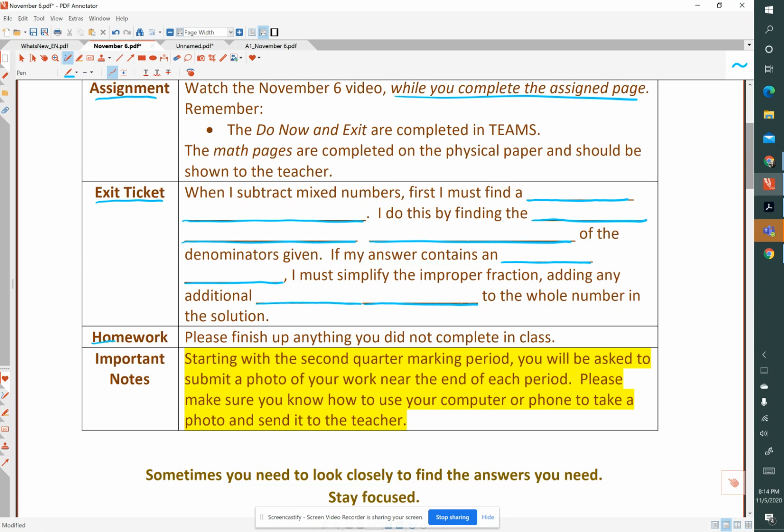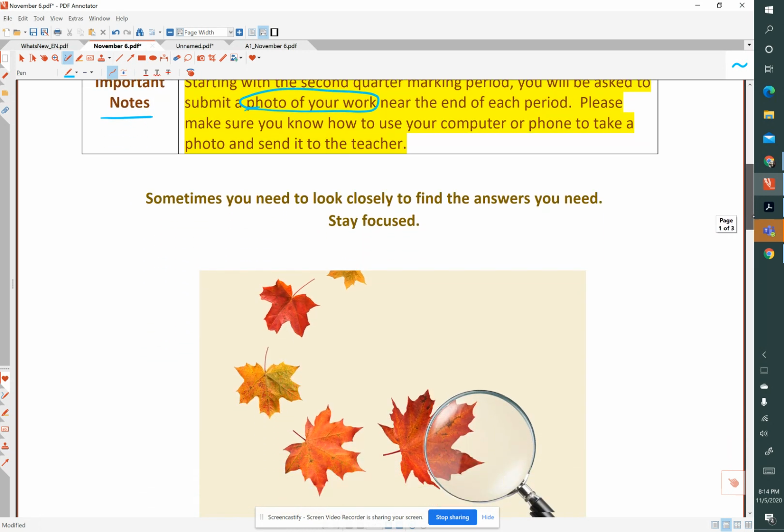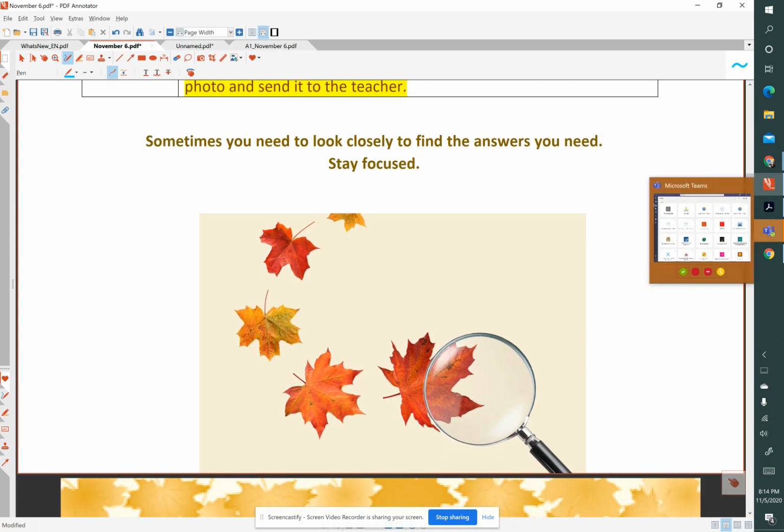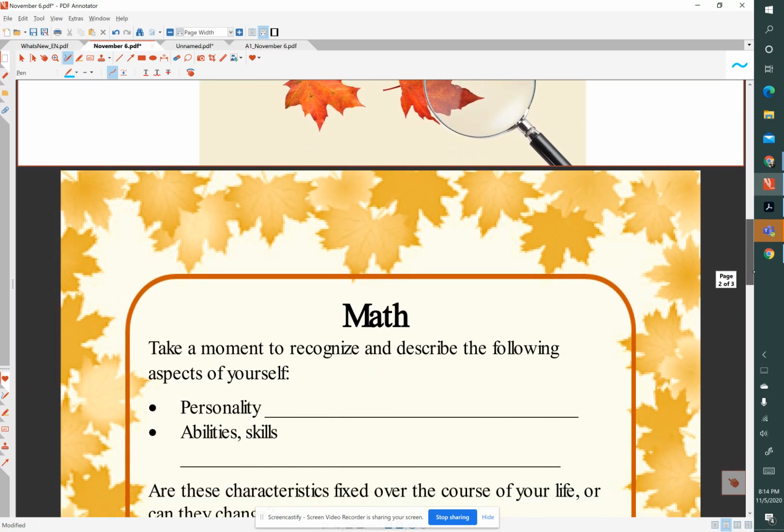For homework, I just want you to finish up anything you haven't completed in class and read our important notes about the second marking period. We're going to start photographing our work and sending it to me or putting it in Teams. So I want you to make sure your cameras are working on your computers today. Our picture today reminds us that sometimes we need to look closely to find the answers we need. And if you look very close and think hard, it's like everything else. You'll finally get it. It takes practice.